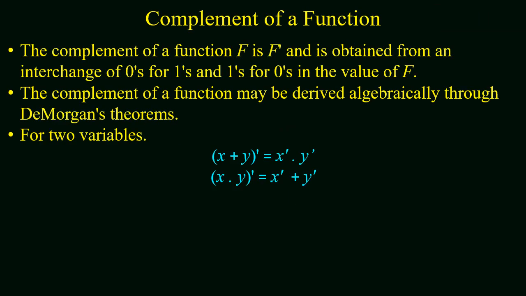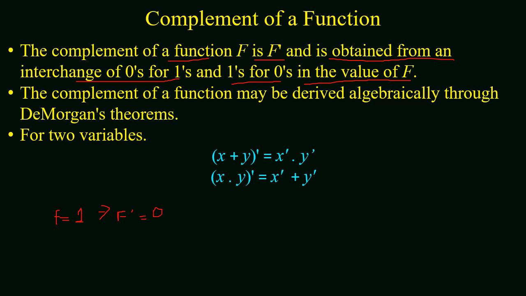The complement of any given function f is represented by f prime and is obtained by interchanging zeros into 1 and ones into 0 for the value of f. If the original function has a value of 1 for any binary combination, its complement will have a value of 0 for that particular binary combination. Or if the given function has a value of 0, its complement will have a value of 1 for that particular binary combination of the variables.